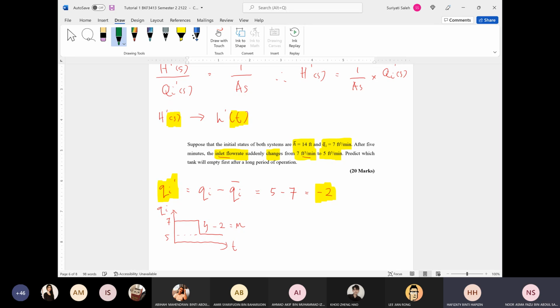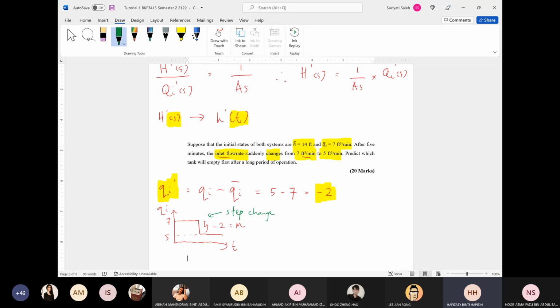So for this case, normally this is what we know as a step change. You can see the change is like a stair. Either it increases or decreases, it's like a stair. So this is what we call a step change.